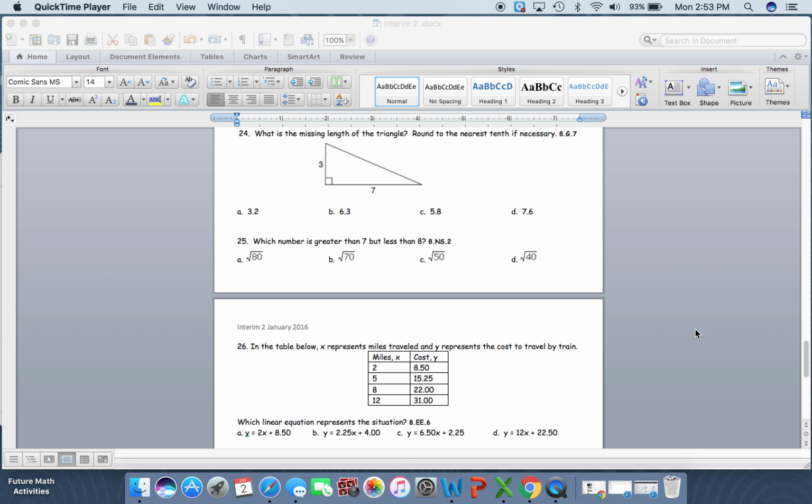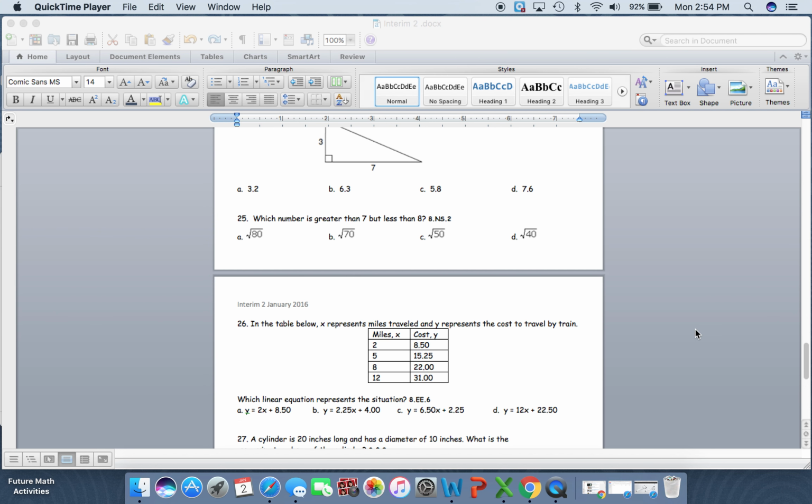Number 25. Which number is greater than 7 but less than 8? A. Square root of 80, B. Square root of 70, C. Square root of 50, D. Square root of 40.